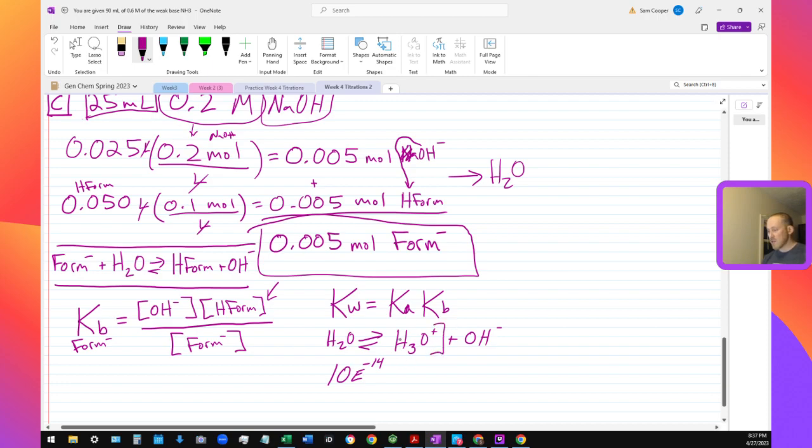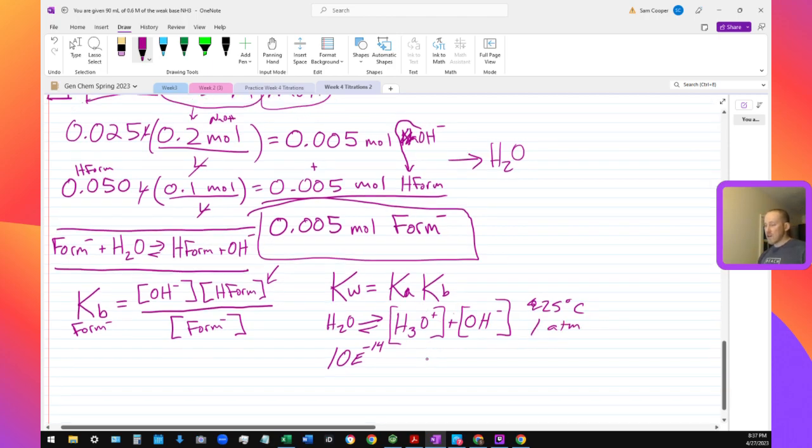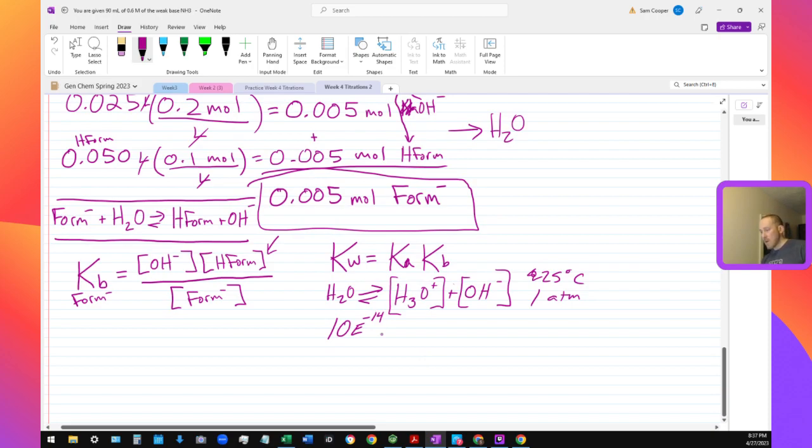If you take the concentration of this times the concentration of that at 25 degrees Celsius, in 1 atmosphere, then each of those will be 10 to the minus 7 moles per liter. And when you look at the product of the concentrations of both those ions, it's 10 to the minus 14. This also means that if we know the Ka, we know the Kw, which we do, then you can calculate the Kb of the conjugate base, which is what we're going to do.